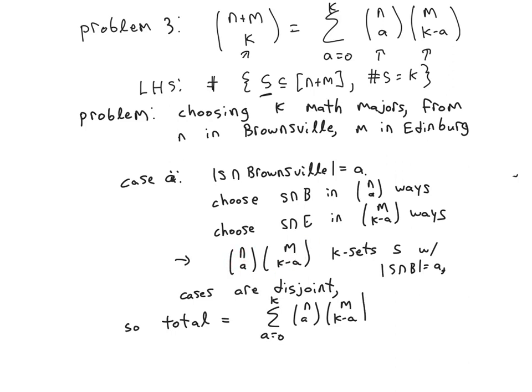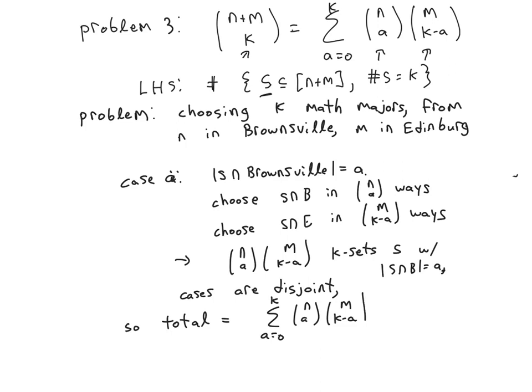These choices were independent. And so we have n choose A times m choose k minus A many teams of size k, where A of the students are chosen from the Brownsville students. So that solves the counting problem, where we fix the number of students from our team who are in Brownsville. We notice, of course, these cases, as A varies from 0 up to k, are entirely disjoint.